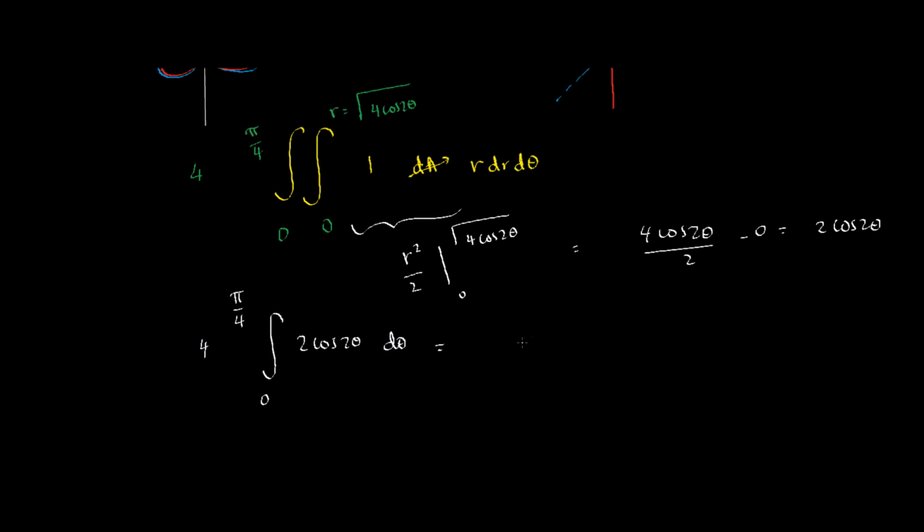If we integrate this, we get sine 2 theta multiplied by 4, and theta is going to vary from 0 to pi over 4. So if you evaluate this, you get 4 times sine 2 times pi over 4, which is sine pi over 2, which is equal to 1, minus sine 2 times 0, which is 0. So we get 4 as the final answer.